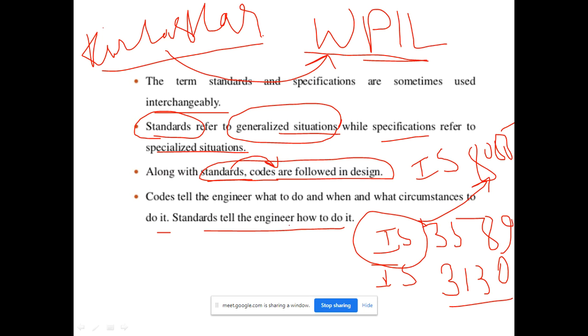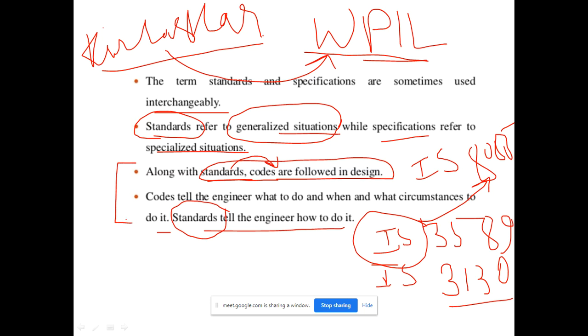How means what is the standard procedure, whether it should be manufactured by casting or by grinding, or by cold working or hot working. So everything about the manufacturing process, or how you are going to manufacture, will be specified by the term standard. So these two points are important when you are asked to distinguish between code and standard.